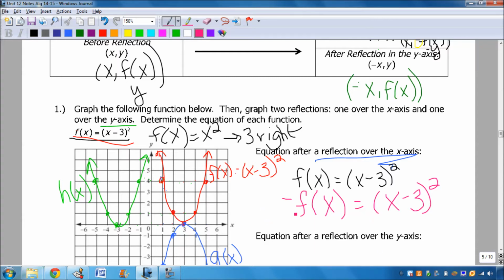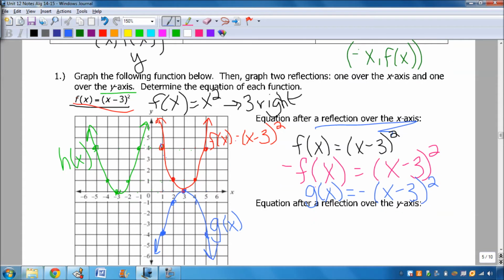So to get rid of it, I divide both sides by negative 1, right? So my new graph right here will turn into g of x equals negative (x minus 3), the whole quantity squared. All right, so g of x is equal to negative (x minus 3) quantity squared. This is for a reflection over the x-axis.